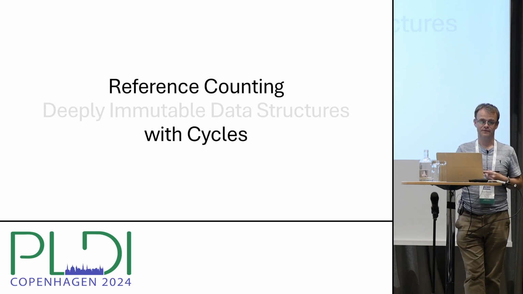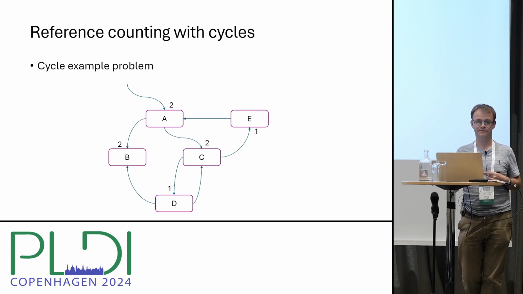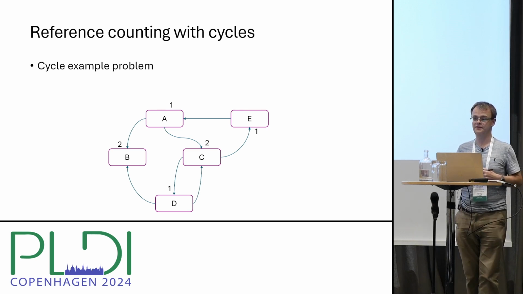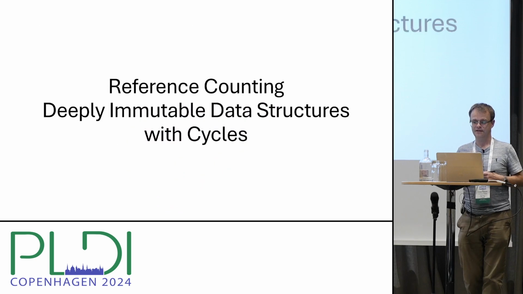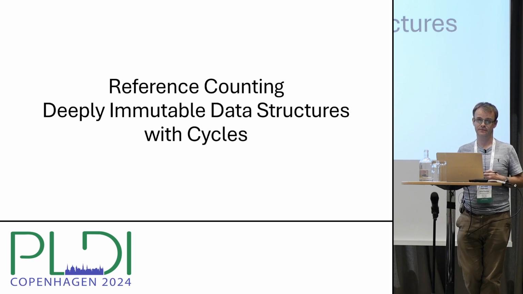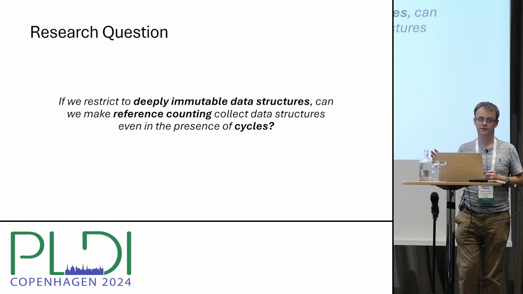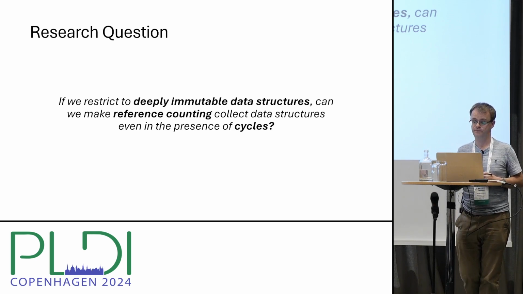Reference counting with cycles. Life gets a bit harder. Let's add a few more edges, and now the reference counts go up a little bit. Now if we want to collect this, oh, it doesn't work. So reference counting with cycles is a classic problem. Everyone hopefully knows that. So in this talk, I'm going to talk about reference counting deeply immutable data structures with cycles. The research question is, if we have deeply immutable data structures, can we make reference counting collect those data structures even in the presence of cycles?